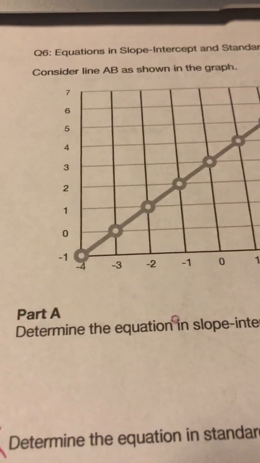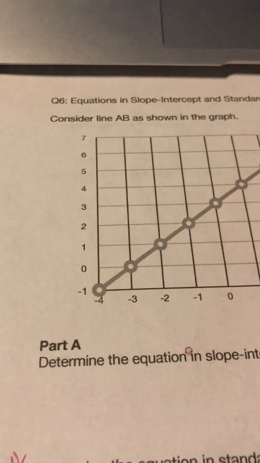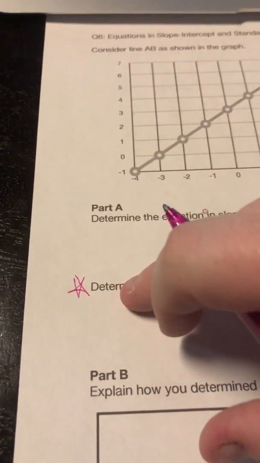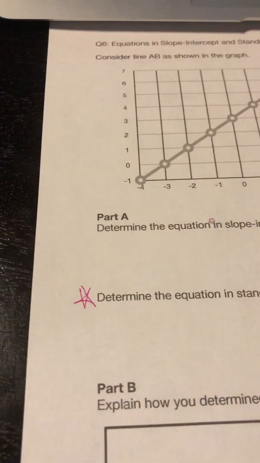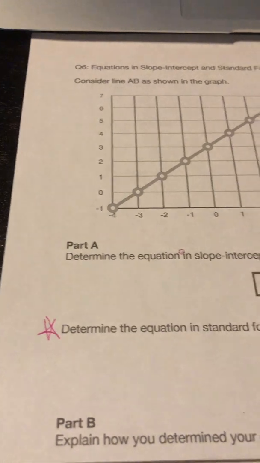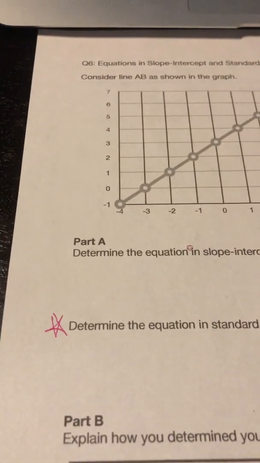Question 6, equations in slope-intercept and standard form. First thing you're going to notice on this problem is that in part A, the second one, I put an asterisk on your guys' paper. That's because you won't actually have to do this on the real AIR test, but it is on this test just to see kind of the separation between accelerated and advanced. So you're not going to lose any points if you don't get that one right, so just relax.